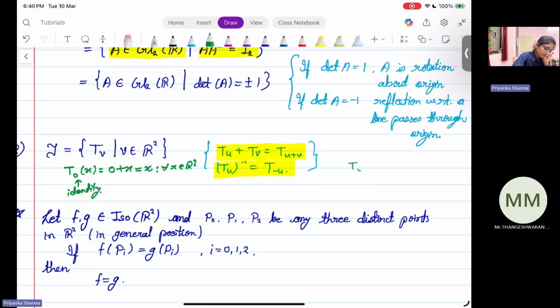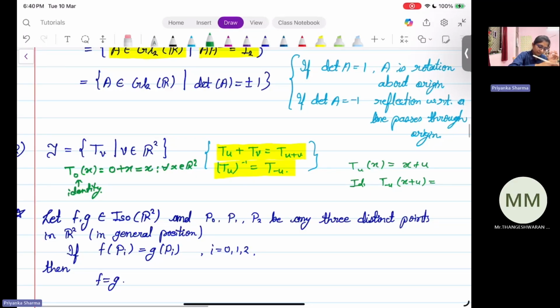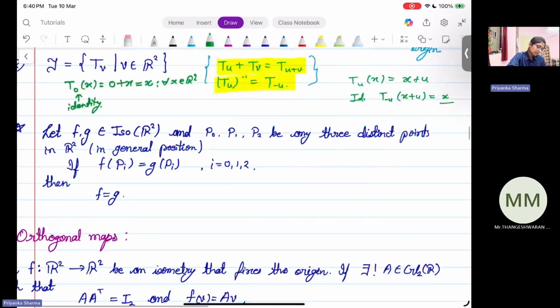If we translate some point x by u, we will get x plus u. And if we want the identity here, we will have to translate it again by the negative. So this will be x plus u minus u, that is x. Okay, so this is the inverse. Now, this is the result.